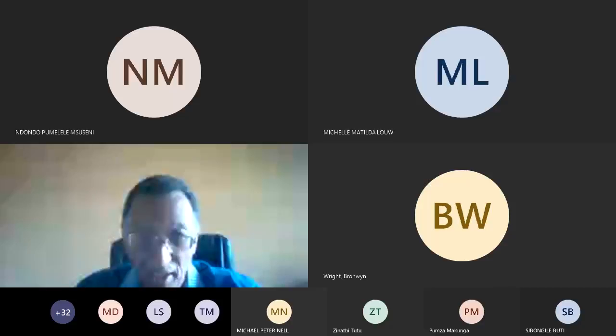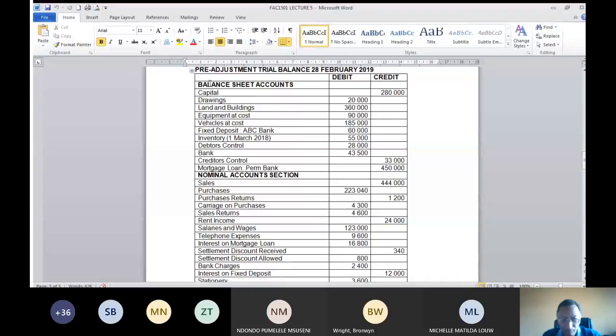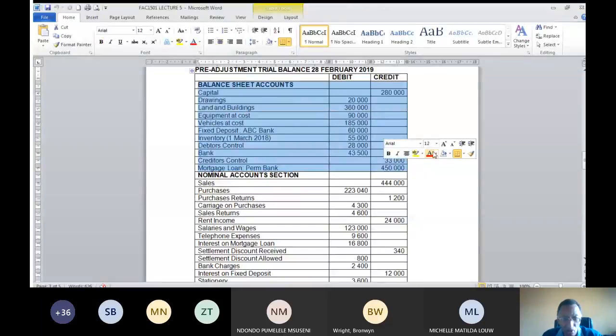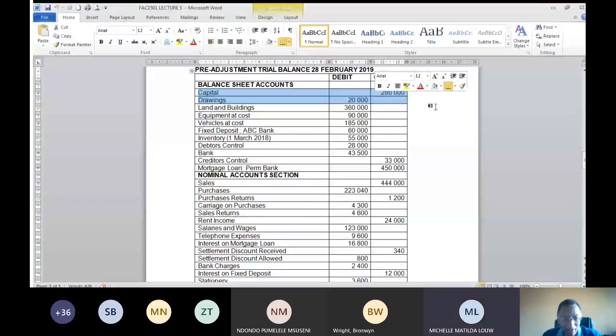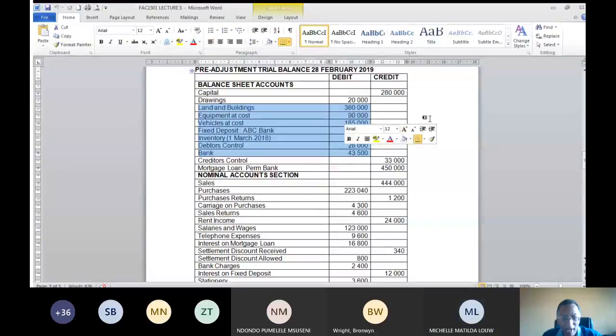The trial balance consists basically of two sections. We will have the financial position account section, and in that section, all your assets, all your equity, and all your liabilities will appear. All your equity accounts, remember your equity accounts will be capital and drawings. All your asset accounts, in this example, we've got buildings, equipment, the vehicles, fixed deposit, inventory, trade receivables, and the bank. That will be your assets.